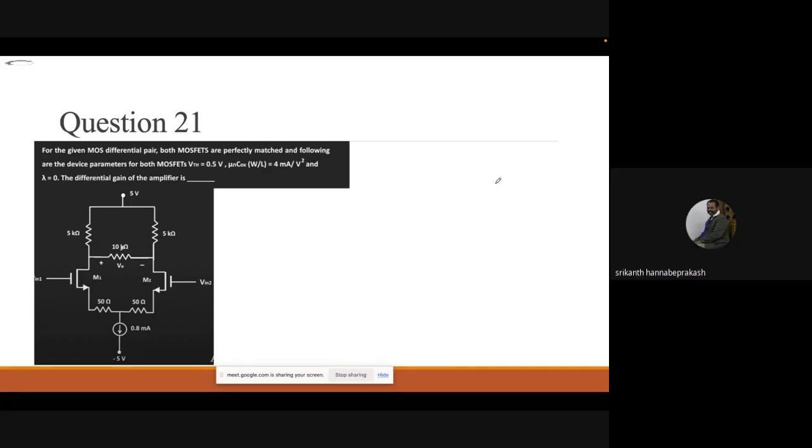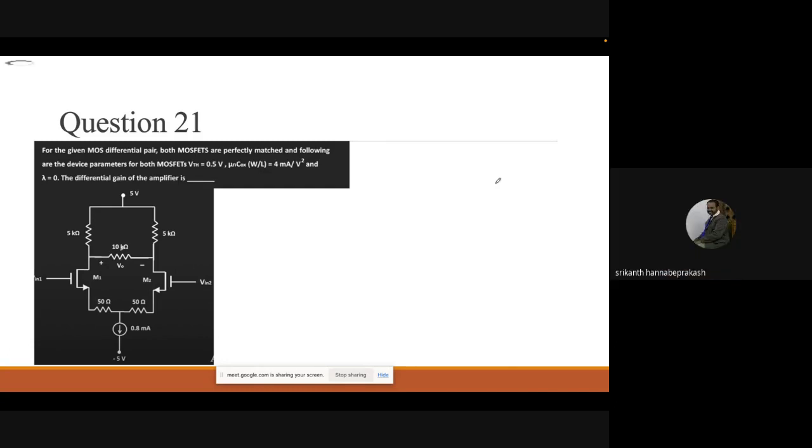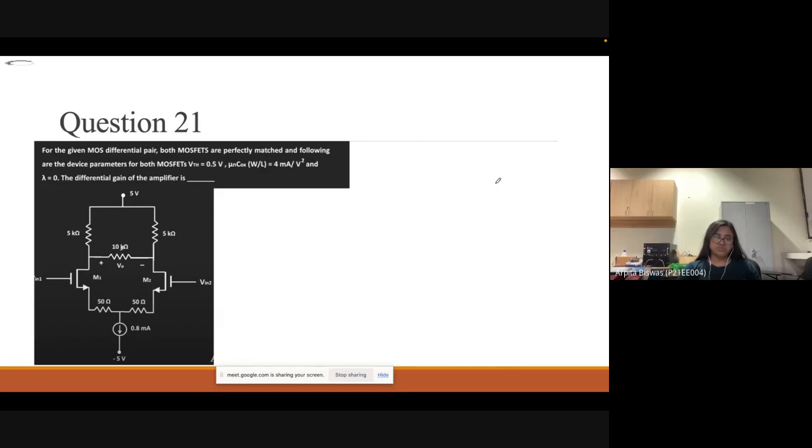Yes, madam. At first, tell me, for the MOS differential pair, when we are going to solve this type of problem, there are two parts, right? One is the differential component and the other is the common mode component. But when you solve for the small signal, which one is zero? The common mode part is zero, or VCM will be zero.